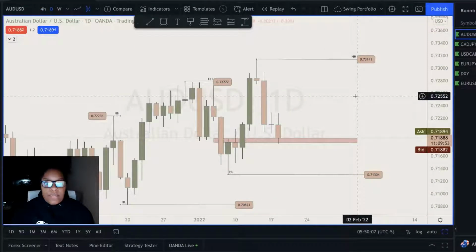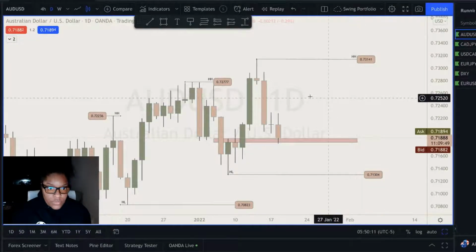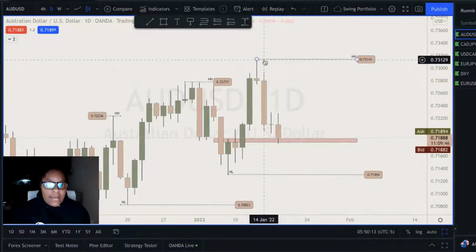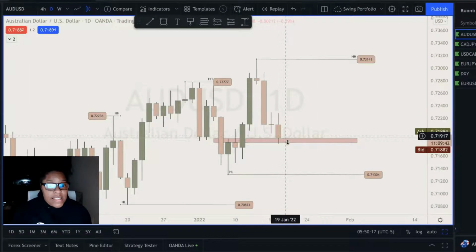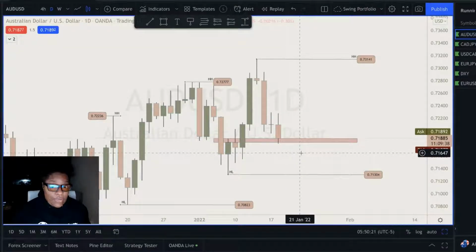Okay. So I'm trying to take you step by step through this analysis with me. Here you can see that price was at 0.73141. This is a zone that I've been anticipating that price could drop down to. And now we're here at this zone, right? My primary goal for this pair is to see if it can stay above 0.71304.